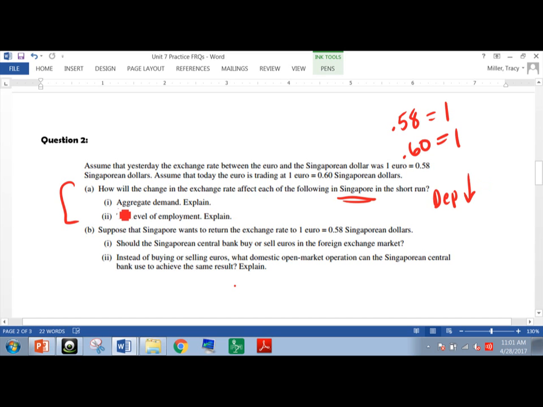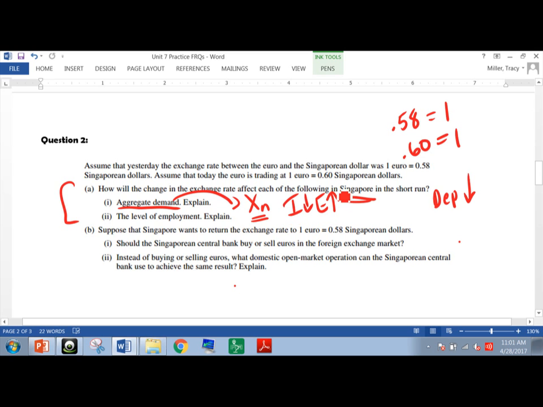So in terms of aggregate demand, you want to associate or think about what's going to happen to net exports because this is a foreign exchange question. So if Singaporean money is less valuable, they're going to be importing less. They're going to be importing less and they're going to be exporting more.